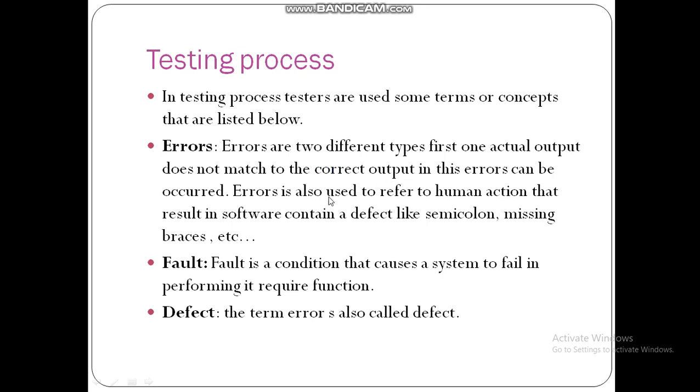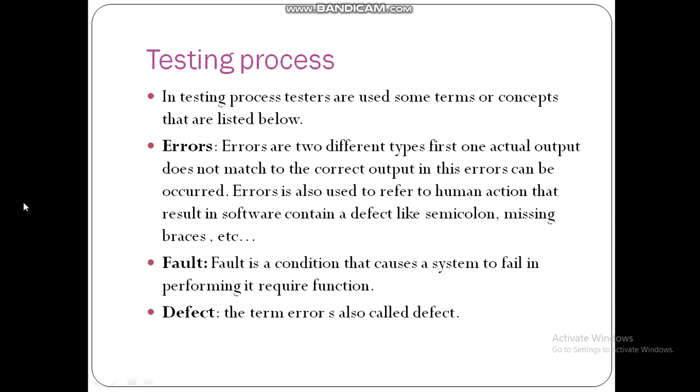Error is also used to refer to human actions. Errors occur when humans make mistakes that result in the software containing defects, like a missing semicolon, an open brace that is not closed with a closing brace, or a missing comma. These types of errors are mistakes made by humans.